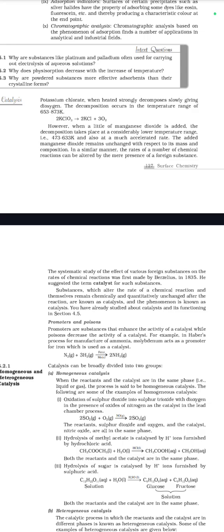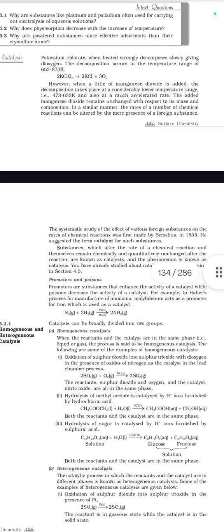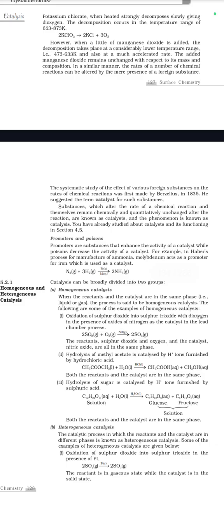The rate of a number of chemical reactions can be altered by the mere presence of foreign substances. The systematic study of the effect of various foreign substances on the rate of chemical reactions was first made by Berzelius in 1835. He suggested the term catalyst for such substances. Substances which alter the rate of a chemical reaction and themselves remain chemically and quantitatively unchanged after the reaction are known as catalysts. The phenomenon is known as catalysis.